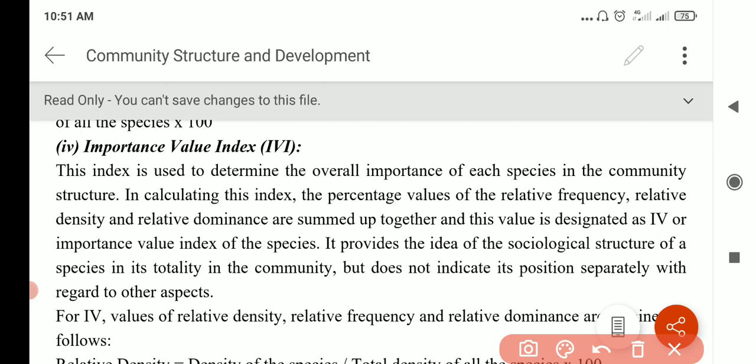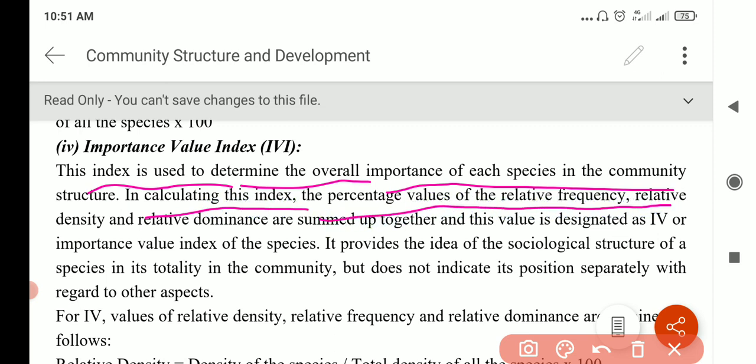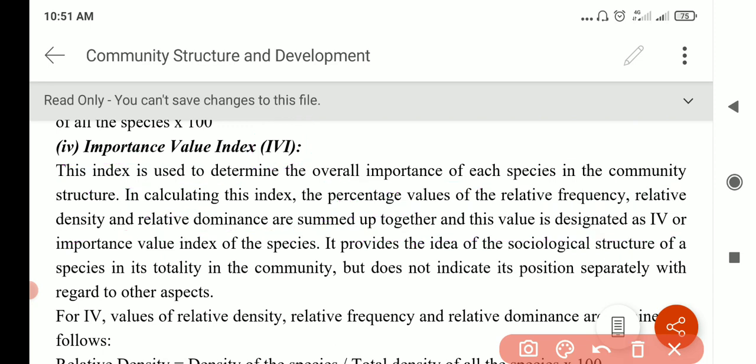I'll go line by line easily. So this index is used to determine the overall importance of each species in a community. In calculating this index, the percentage values of the relative frequency, relative density, and relative dominance are summed up together. So we have totaled it together, and this value is designated as the Importance Value Index, IVI. It gives us the idea of the sociological structure of a species in its totality in the community. Means how important it is in total.